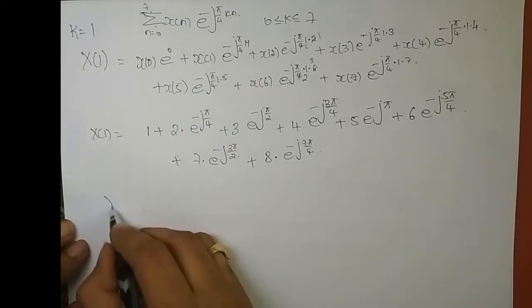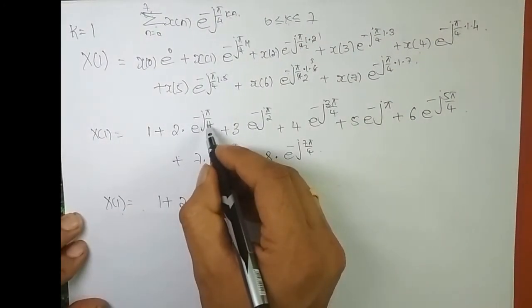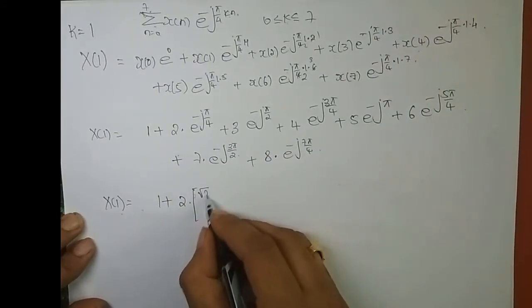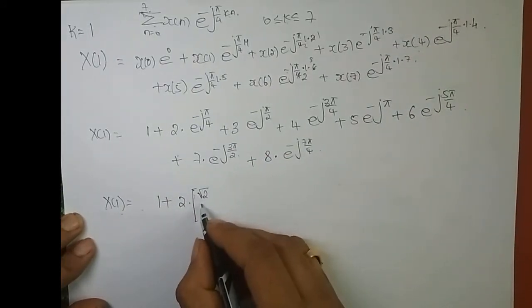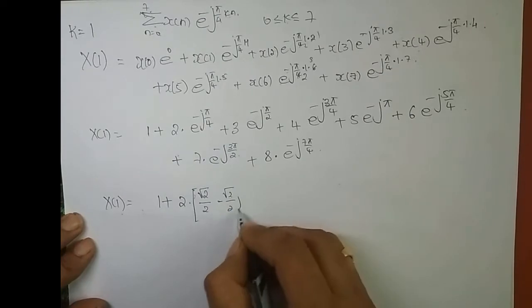Okay, so x of 1 is equal to 1 plus 2 into e power minus j pi by 4, which is cos pi by 4 minus j sin pi by 4. So what do we get if you do it in calculator with a complex mode and radians? We get minus root 2 by 2 into minus of square root of 2 by 2j.